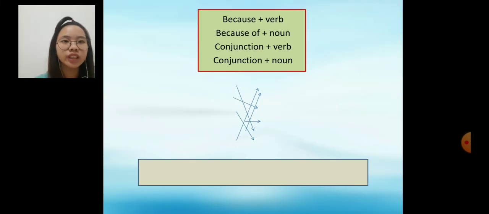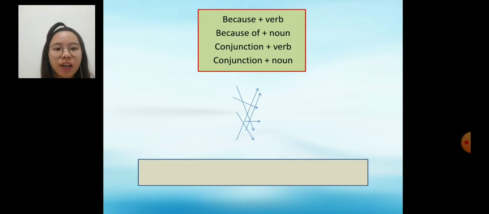And here's the example. The top square above is an example of using cause and effect. For example, because prices were high, the sales decreased. And because of the high price, sales decreased. And for the conjunction, it is as or since prices were high, sales decreased. And the last is owing to the high price, sales decreased. That's the difference and the use.